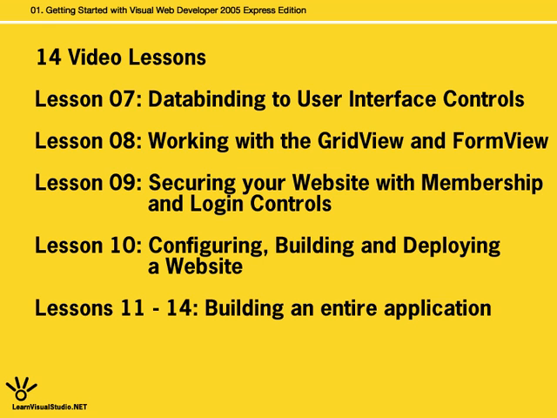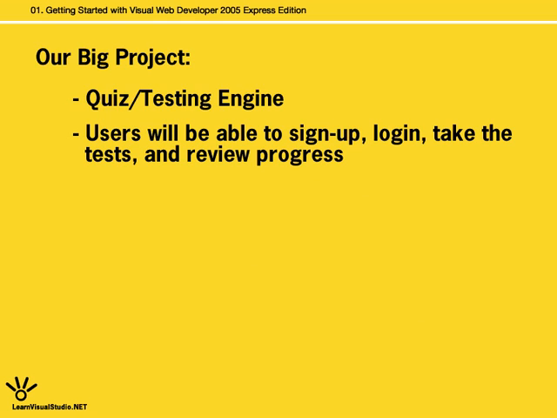And then in lessons number 11 through 14, we'll be building an entire application from beginning to end, again to show the workflow and to bring all the things that we've been talking about together into one application. And so we'll be building a quiz or testing engine that allows an administrator to create a series of multiple choice or true-false type questions and then allow many different users to sign up for these tests, to take one or more tests, and then be able to track their results.